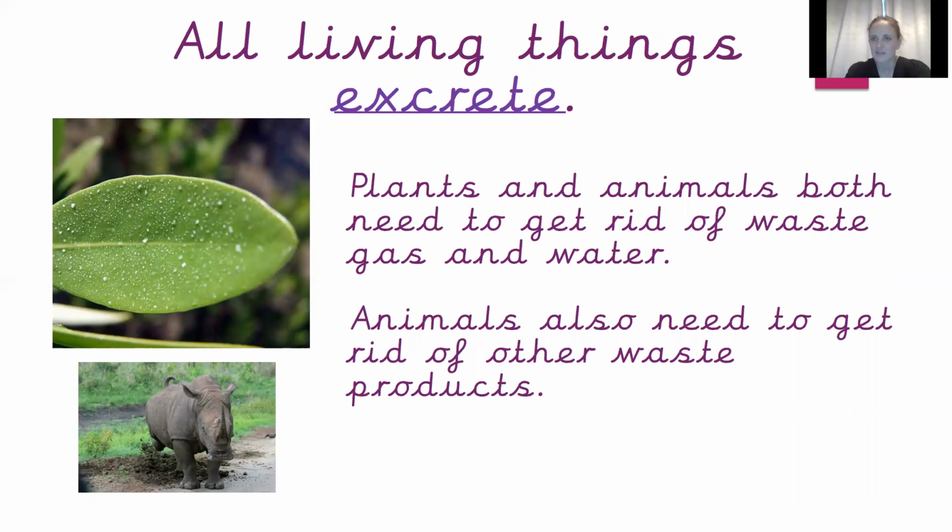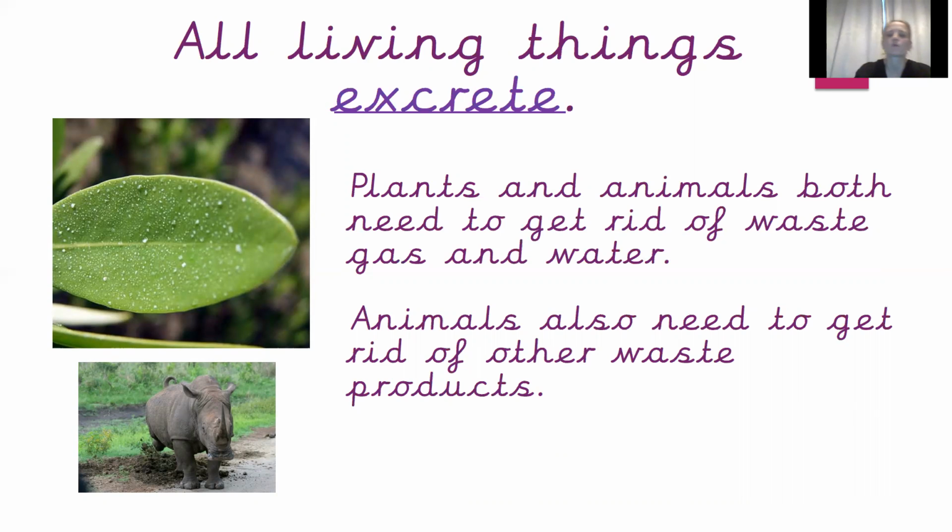All living things excrete. And we did the digestive system in the previous term. So we know that all living things are able to excrete waste from their bodies or waste from themselves. So plants and animals both need to get rid of the waste, gas or the water or anything that our bodies don't need. We need to get rid of it.